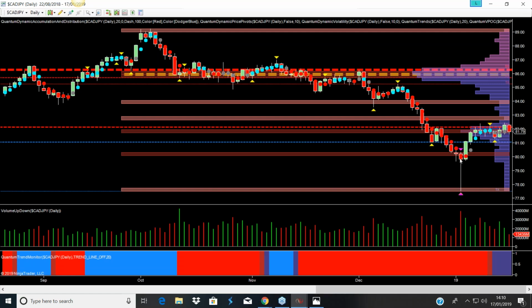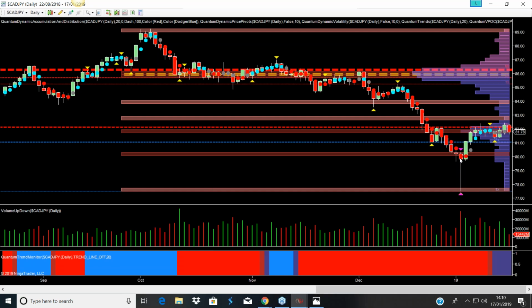And CAD/JPY, it's got the Canadian in it. It's going to be linked with oil. So whatever is happening with oil is going to affect the Canadian dollar. And with the yen in the pair, it is also going to be a barometer of risk sentiment.